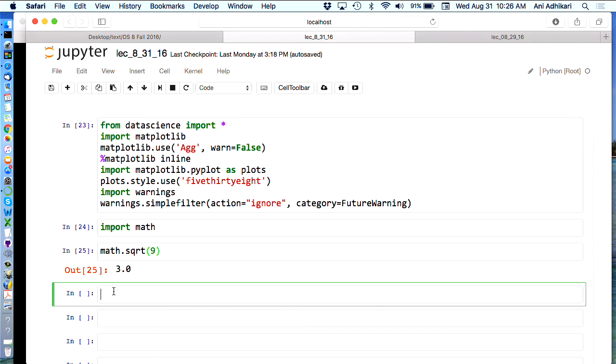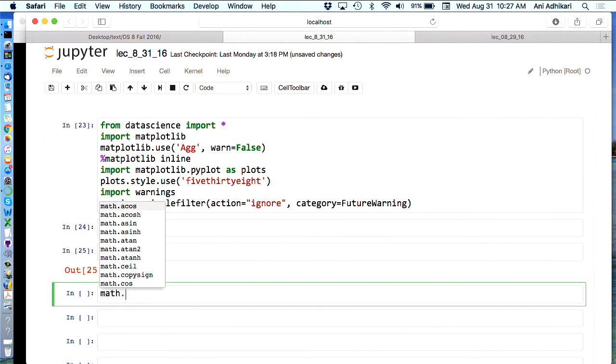What you do to find out all the functions is you do math. That's the name. And where you would put in the name of the function, you just hit the tab key. You know where your tab key is? Arc cos, arc sine, arc tan, and a whole bunch more.